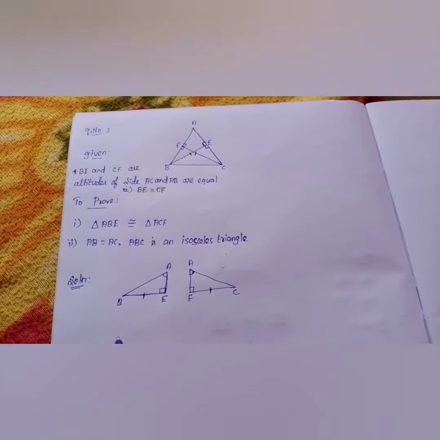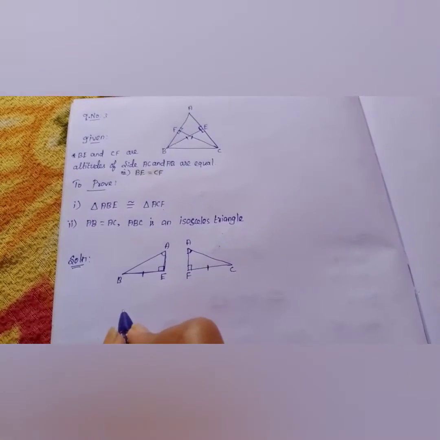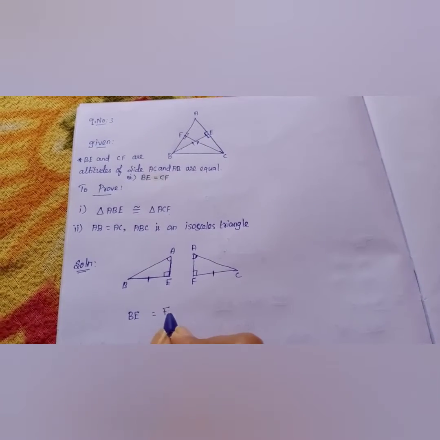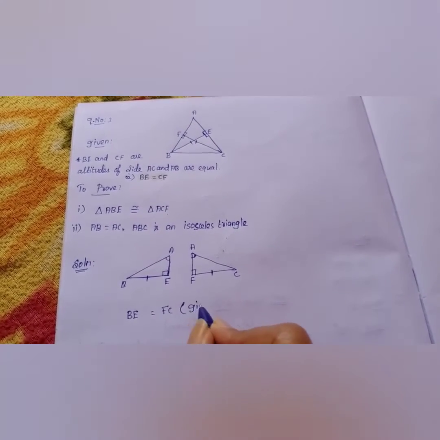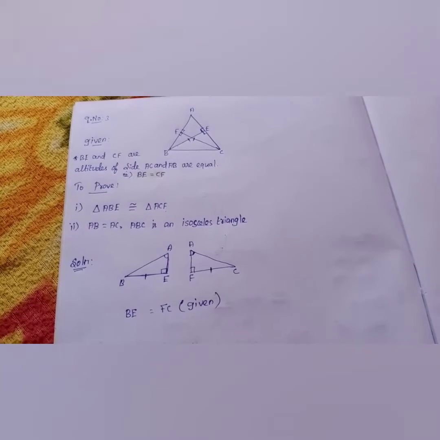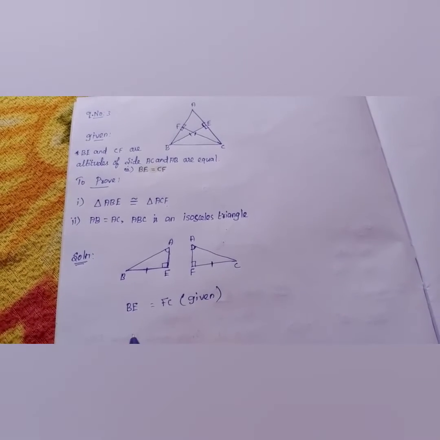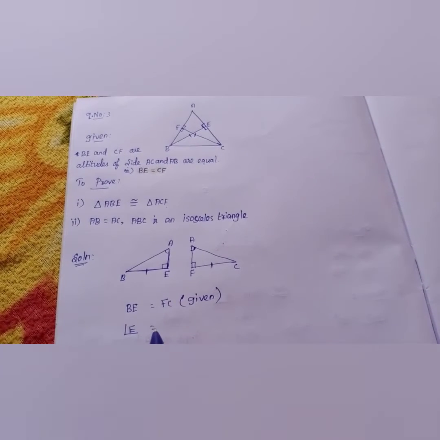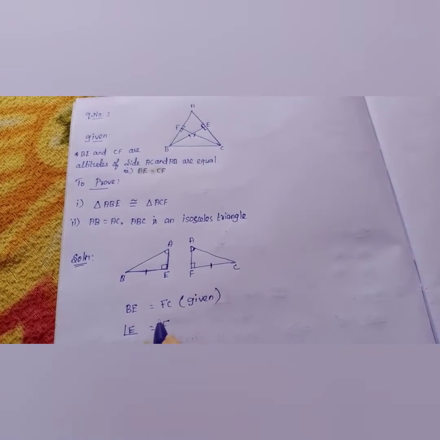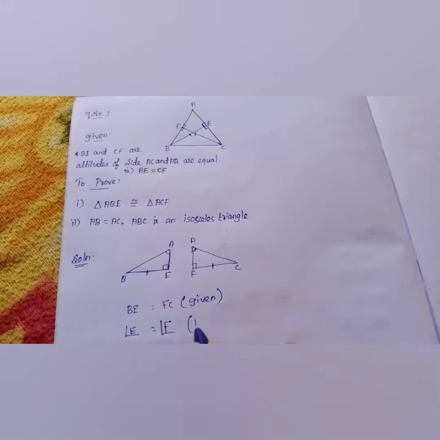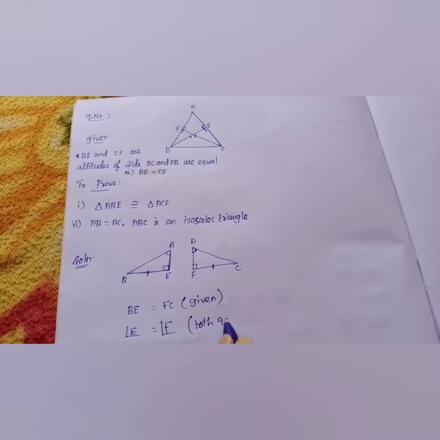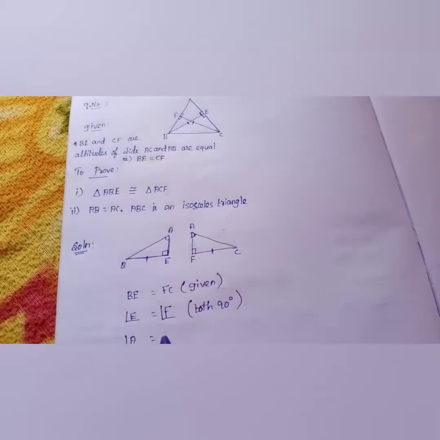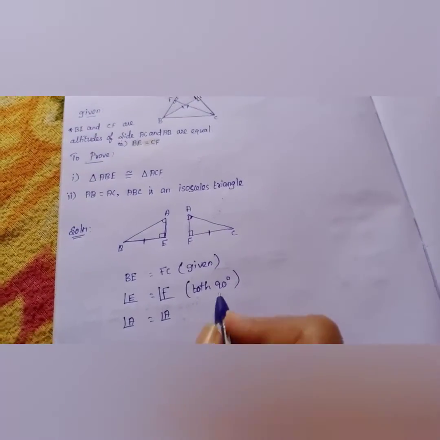Okay, let's start. Step number 1, BE equal to FC. You can write any step first, no problem. You can mention the angle first, that's not a problem. BE equal to FC, that is given. Then angle E equal to angle F. Just mention like that. Both are 90 degrees. So let me mention the reason, both 90 degrees. Then angle A equal to angle A, because that is common to both of these triangles.